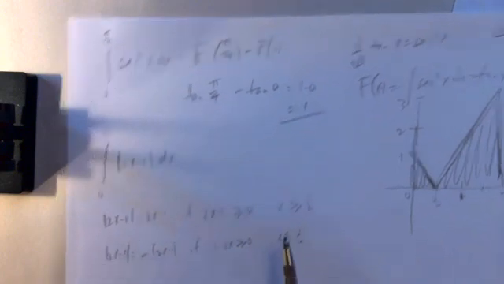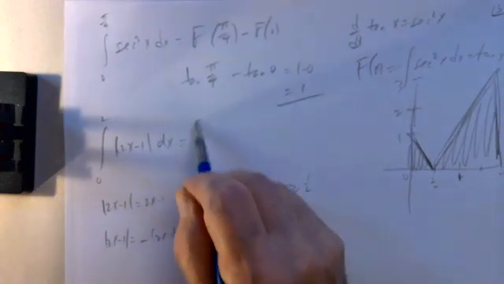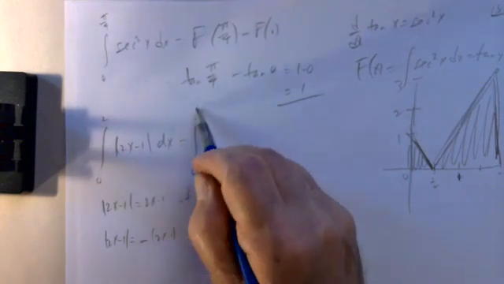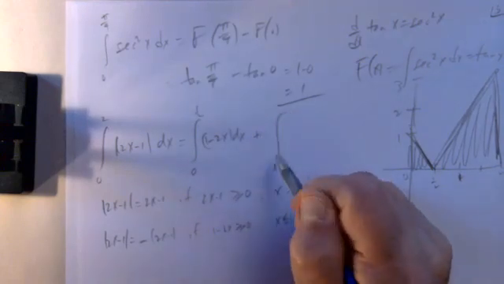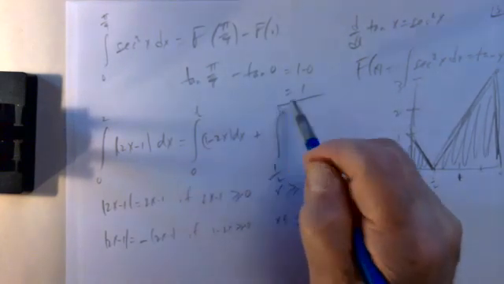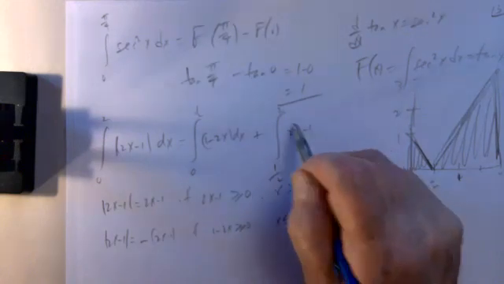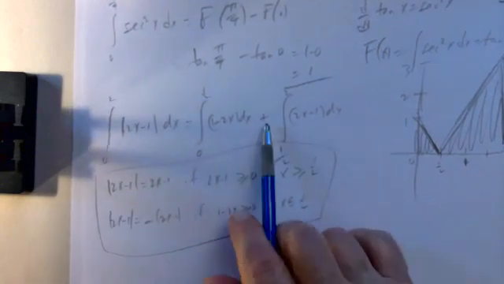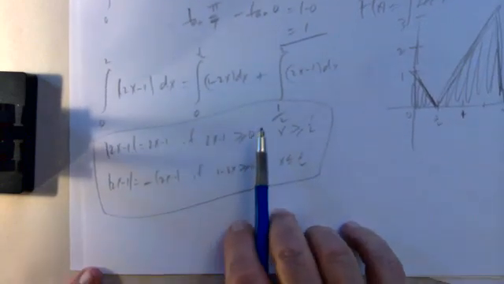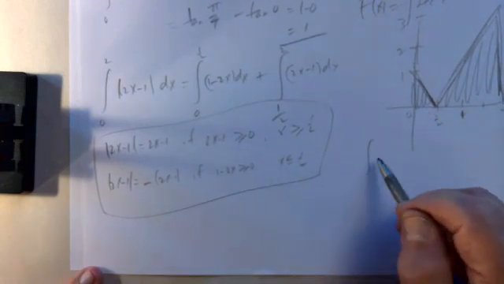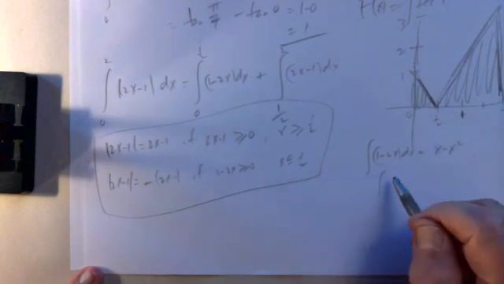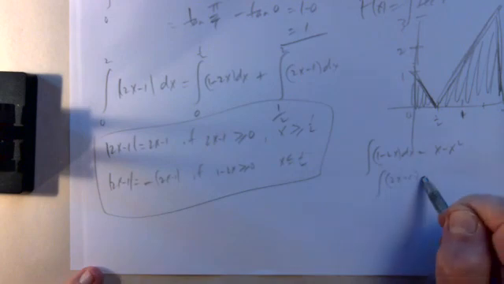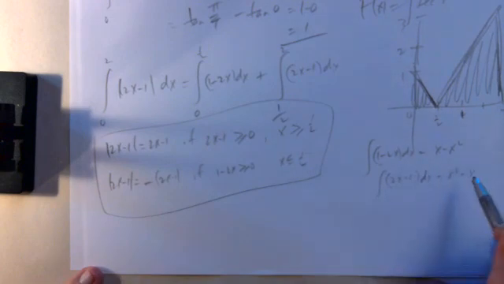They're really two separate pieces. So I can write this as the integral from 0 to a half of 1 minus 2x dx plus the integral from a half to 2 of 2x minus 1 dx. And I can evaluate each of these separately because I can find the antiderivative of each of them separately. The antiderivative of 1 minus 2x is x minus x squared. The antiderivative of 2x minus 1 is x squared minus x.